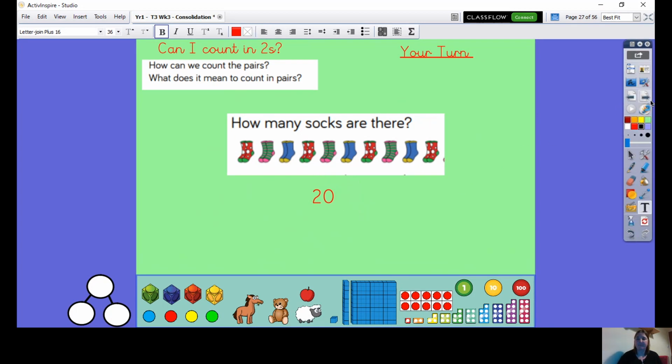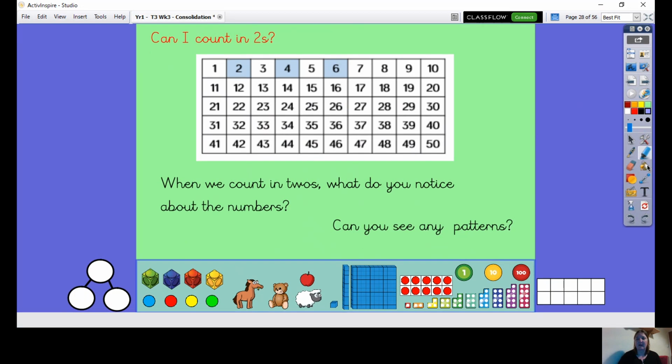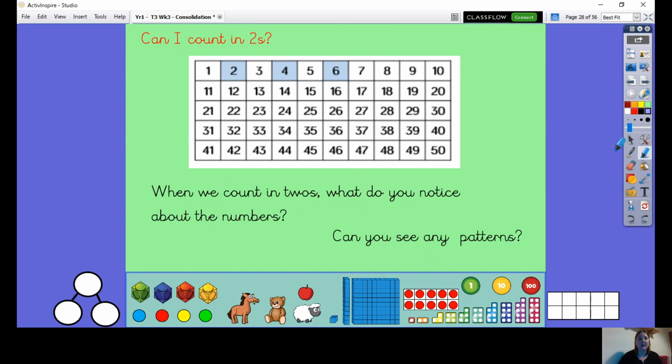Okay, let's have a little look here. We're going to carry on this pattern together of counting in twos. So when we count in twos, what do you notice about the numbers? Can you see any patterns? We're going to count in twos using this all the way up to 50. Oh my goodness me, Mrs. Humphries, we can't do that. Yes, you can. So let's have a go.